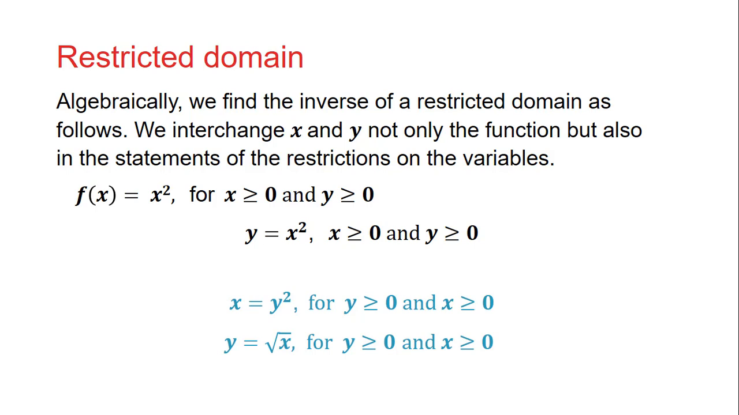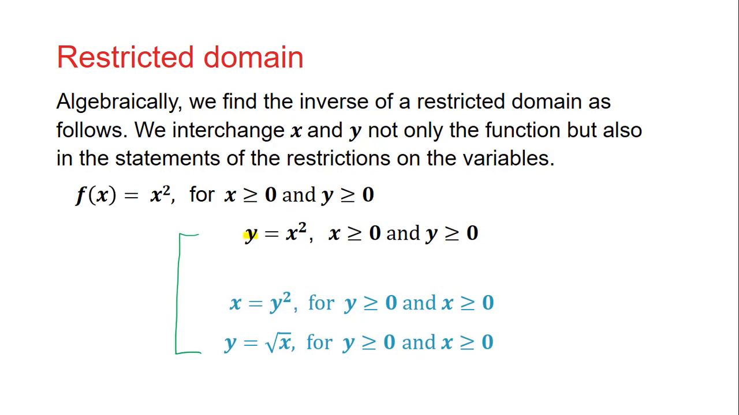So algebraically, we can find the inverse of a restricted domain as follows. We interchange x and y not only in the function, but also in the statements of the restrictions on the variables. So this is the way we would write it. f of x is equal to x squared for x greater than or equal to 0 and y greater than or equal to 0. When we go through the process of finding the inverse, remember that we let y equal f of x, so we would say y equals x squared for x greater than or equal to 0 and y greater than or equal to 0.